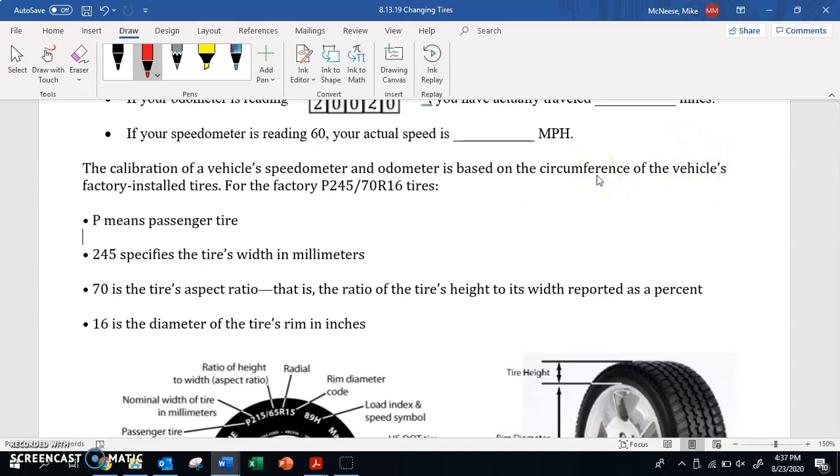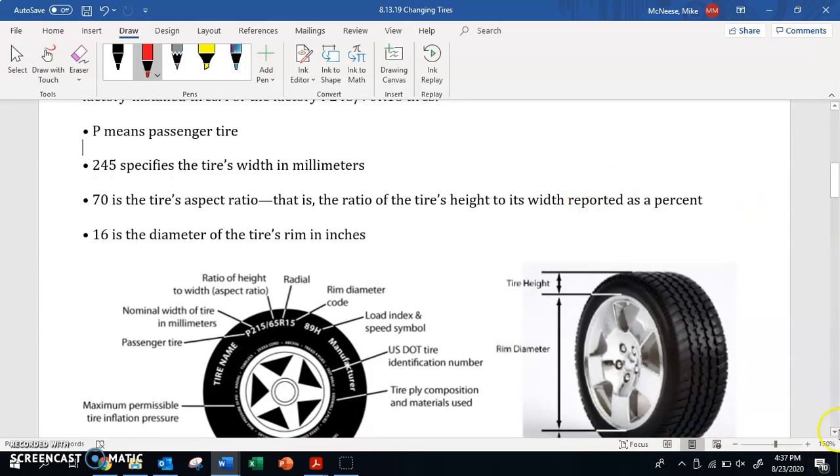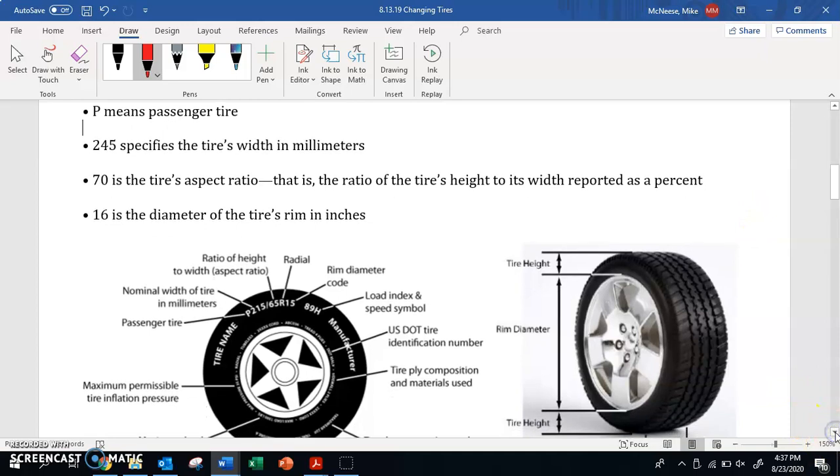Now, first I want to break down what's inside this tire name, because it just seems like a bunch of numbers and letters. The P means passenger tire. 245 specifies the tire's width in millimeters. I'm going to scroll down just a little bit so you can see this picture here. Tire's width in millimeters is 245. 70 represents the tire's aspect ratio, which is just a ratio between the height and the width of the tire, as a percentage. So height divided by width, in this case, would be 70%. And then the last number, in this case 16, tells us the diameter of the rim.